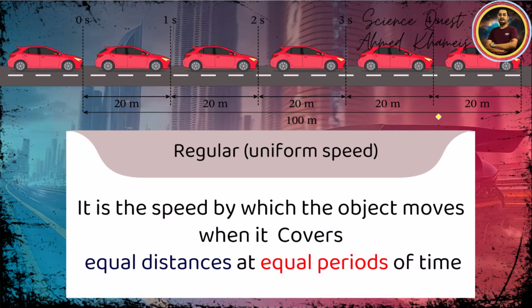So in 1 second, he covered 20 meters. In another 1 second, he covered another 20 meters. In another 1 second, he covered 20 meters, and so on. So the object, or the car in this case, covered equal distance at equal amount of time.